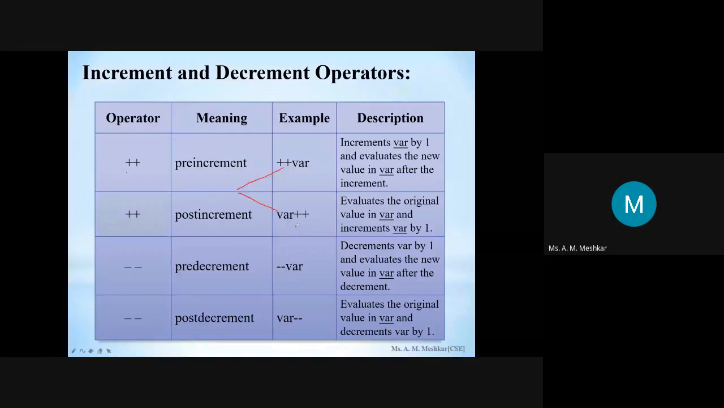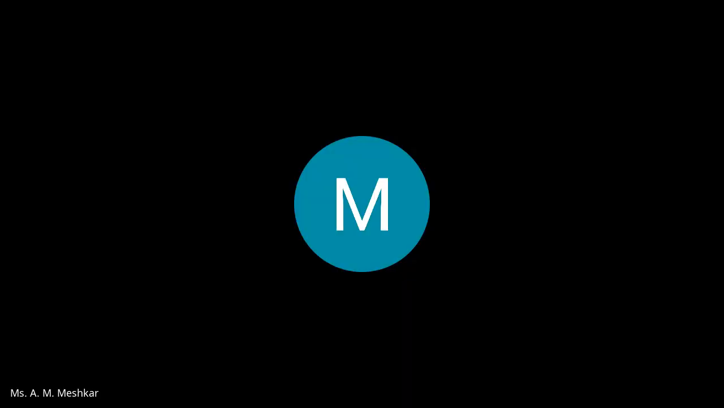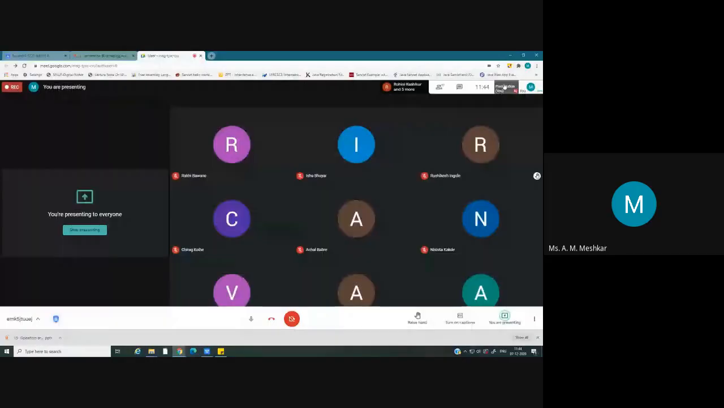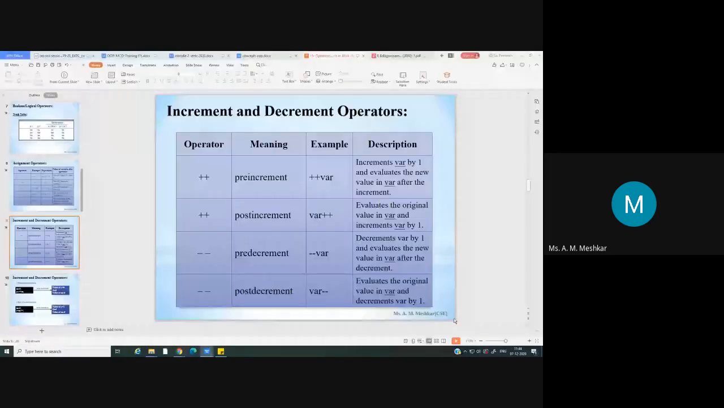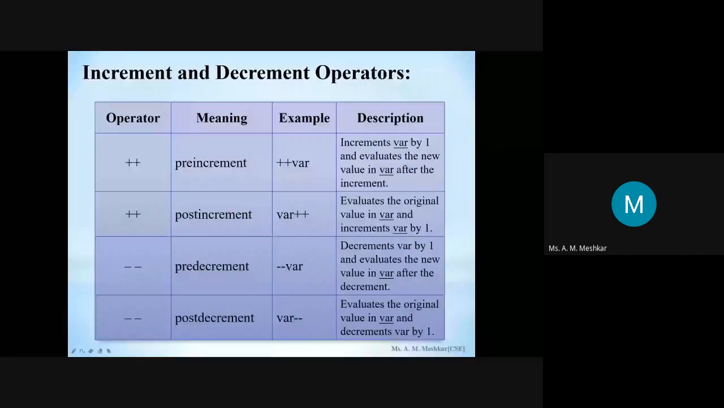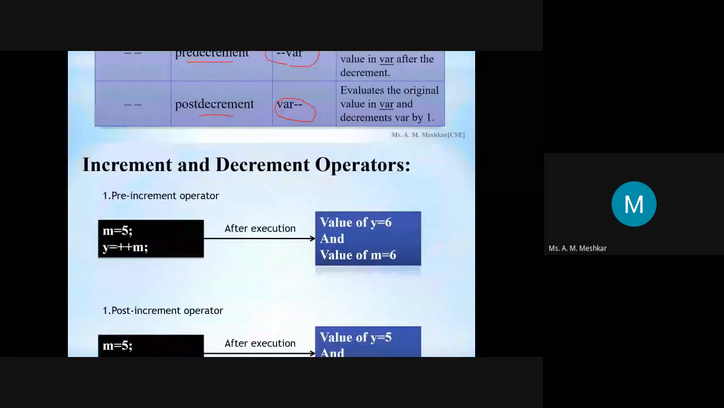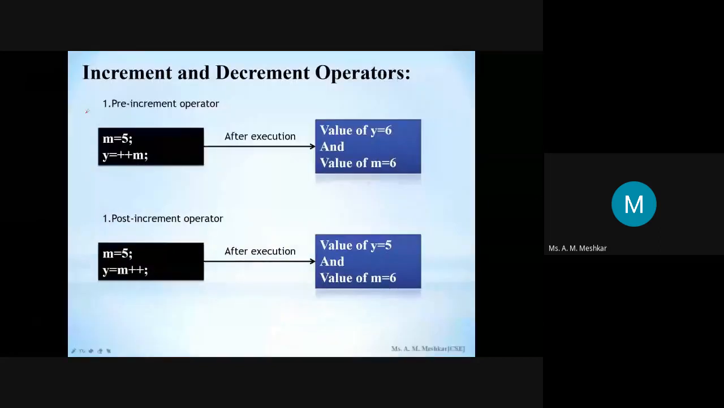Post-increment evaluates the original value in the variable and then increments the variable by 1. Similarly, the pre-decrement and post-decrement operators decrement the value by 1. So how is the operation performed and what is the difference? Just note down these examples. Here I have mentioned the pre-increment operator and post-increment operator and their operation.